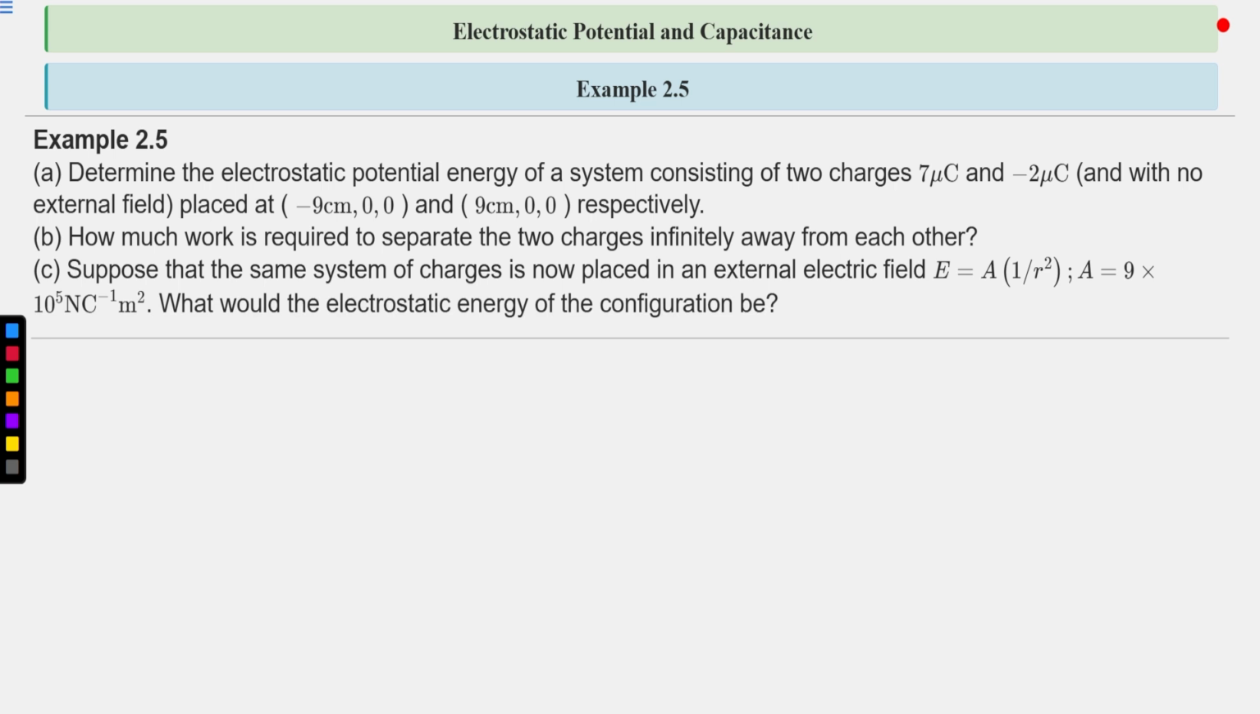Third part is, suppose that the same system of charges is now placed in an external field. Now we have to do this with the external field. The external field is equal to A times 1 by R square. This external field is not constant, it is varying with R square. And the value of this A is 9 times 10 to the power 5 Newton per Coulomb meter square. What would be the electrostatic energy of the configuration now? These are the three parts.